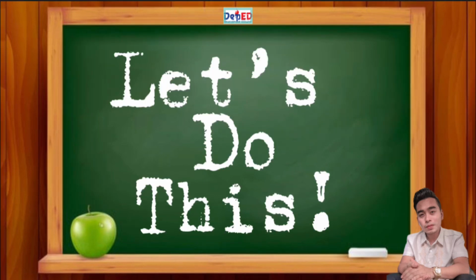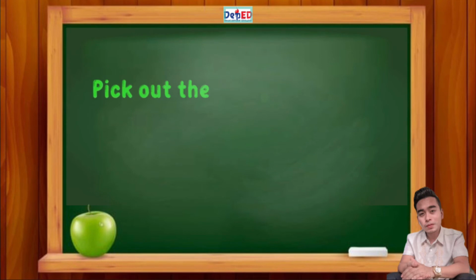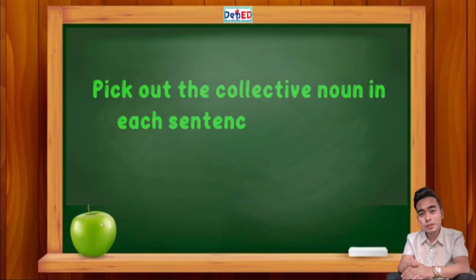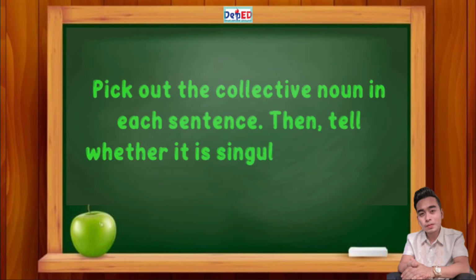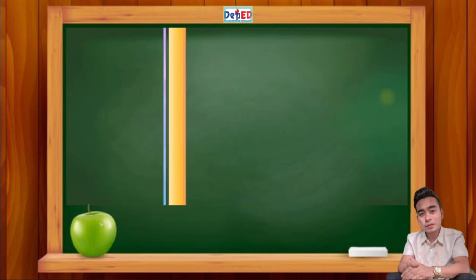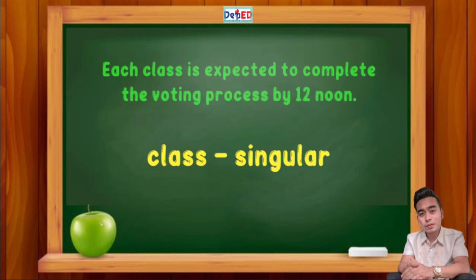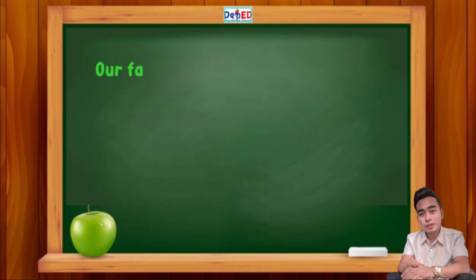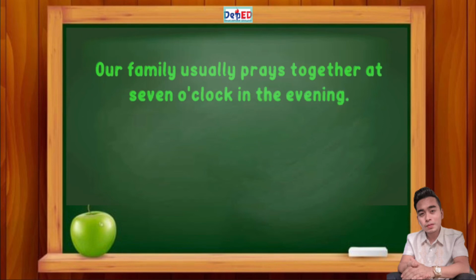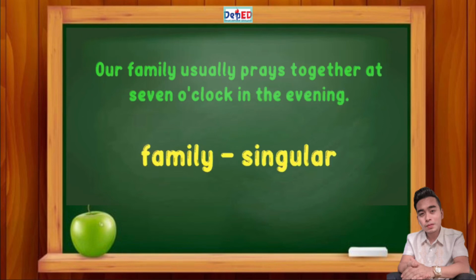Let's do this. Pick out the collective nouns in each sentence, then tell whether it is singular or plural. Each class is expected to complete the voting process by 12 noon. Class is singular. Our family usually prays together at 7 o'clock in the evening. Family, singular.